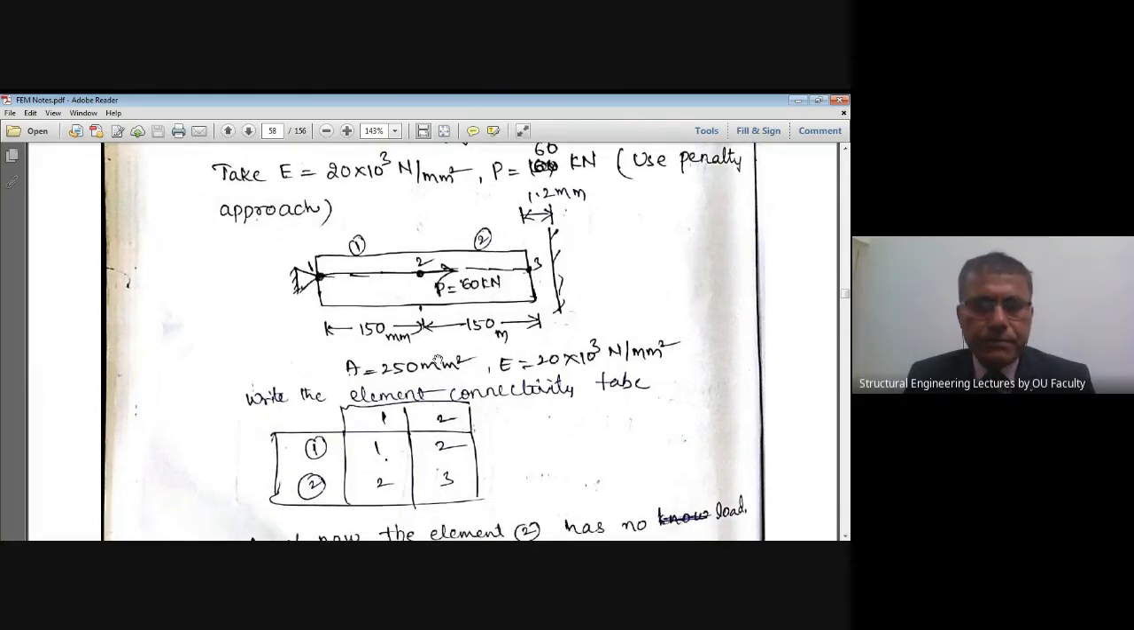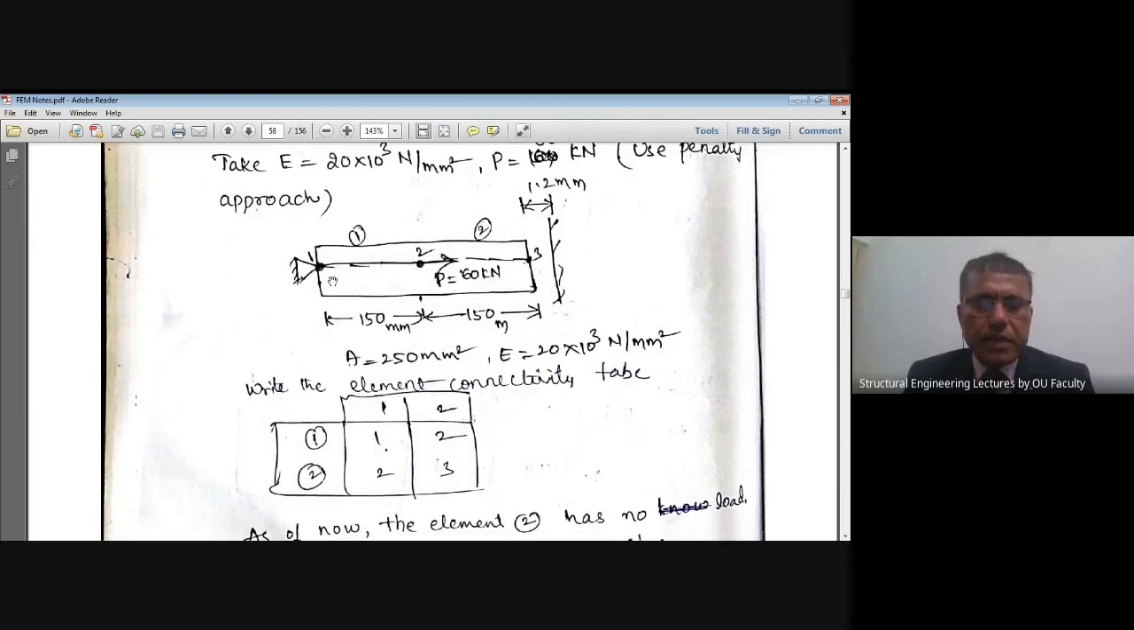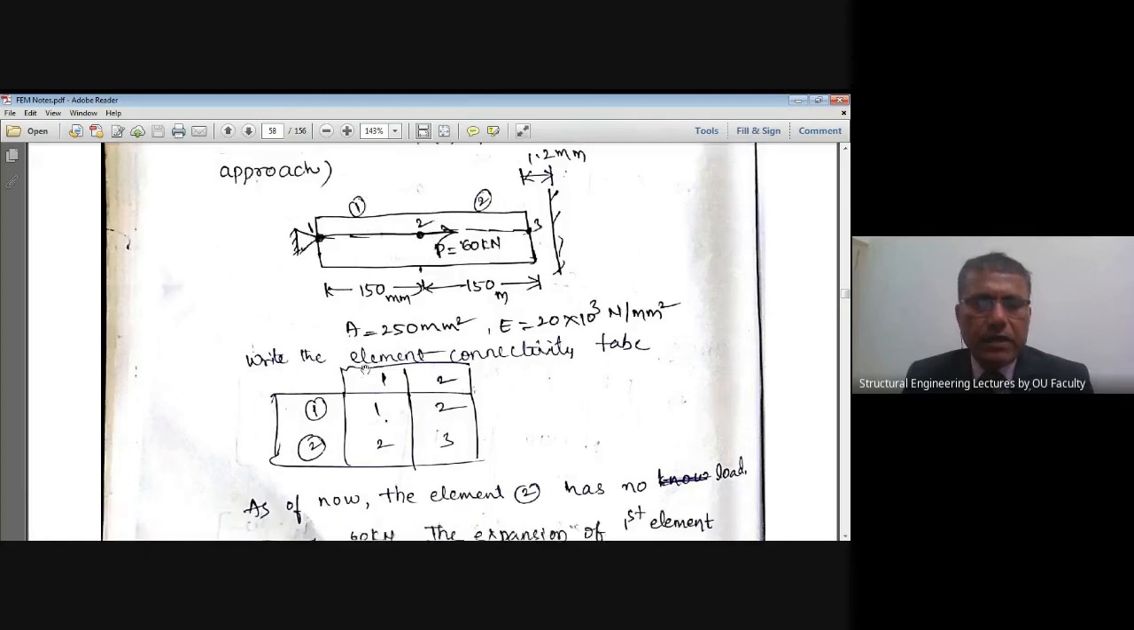Now I'll discretize the continuum into two parts. Two parts are two elements. The first element is between the first and second degrees of freedom, which are nodes, and the second element is between the second and third degrees of freedom. Here the node numbering is given from left to right, 1, 2, 3, with an element connectivity table.